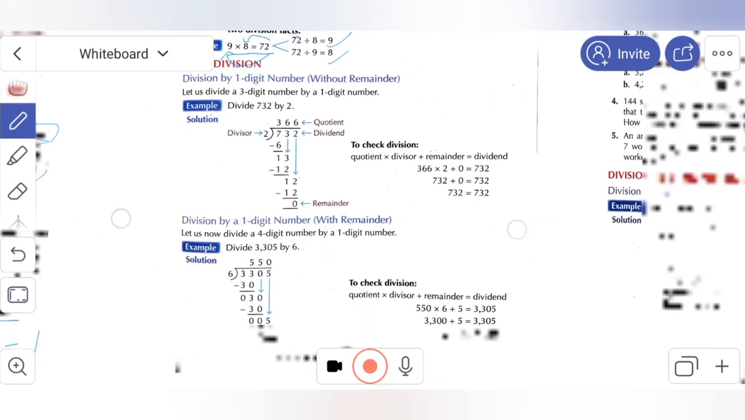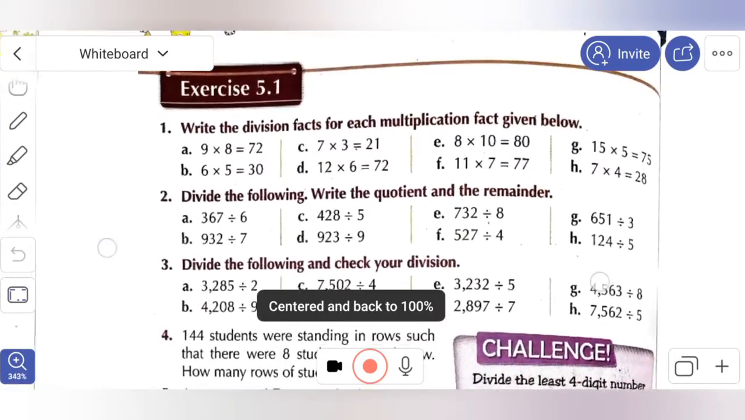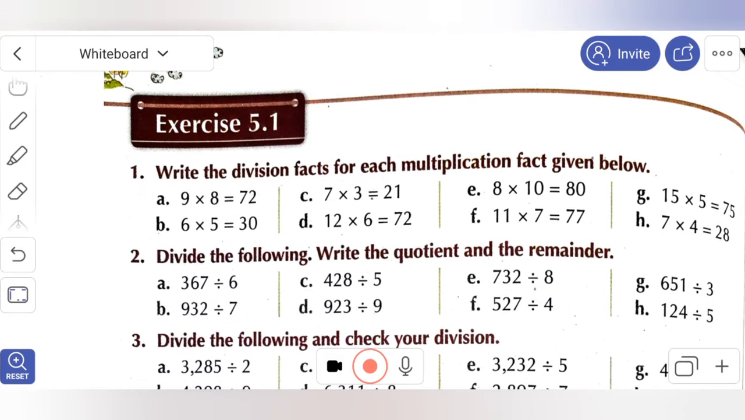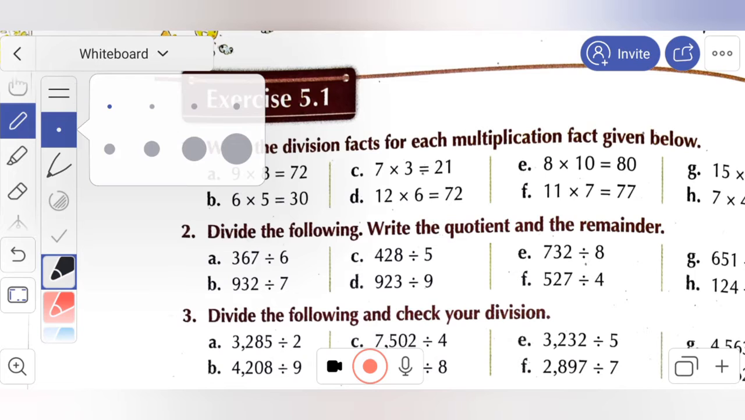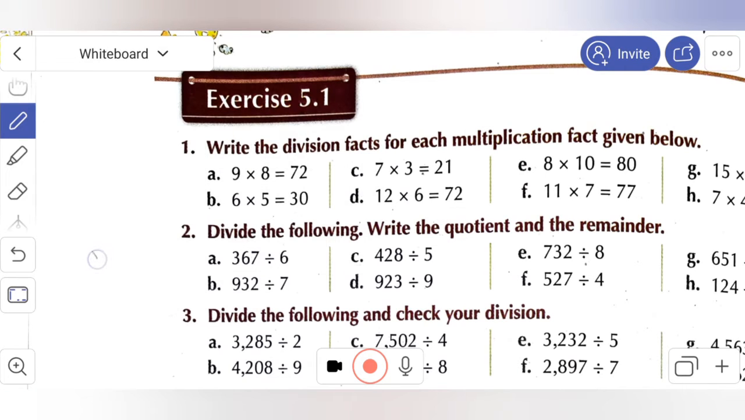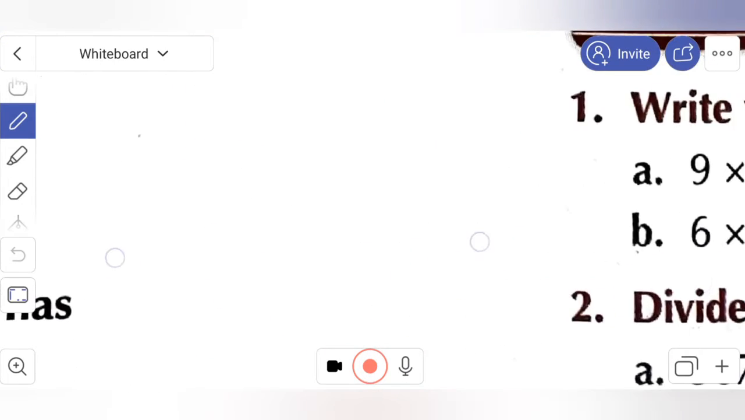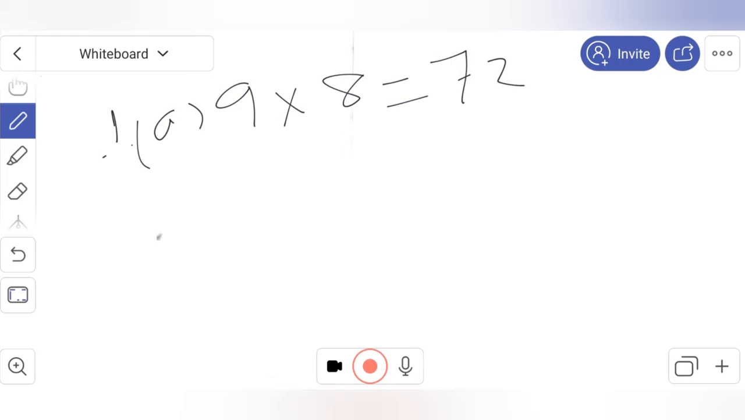Now let's go to the exercise. So what do we have? Write the division facts for each of the multiplication facts given below. Let me choose the black pen. Okay, now let's write number 1. So what is this? 9 into 8 equal to 72. Number 1A, 9 into 8 equal to 72.